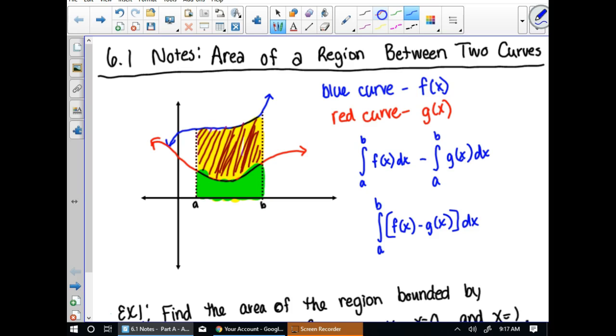So that is pretty much what we're going to be doing. Now, to do this, there is one key thing you must know, and that is which curve is the top curve and which curve is the bottom curve. Because if you don't know that and you subtract them backwards, you're not going to get the right sign. You'll still get the correct area in most cases, but it'll have the wrong sign. So in this case, we know that the blue f of x is the top curve and that the red g of x is our bottom curve.